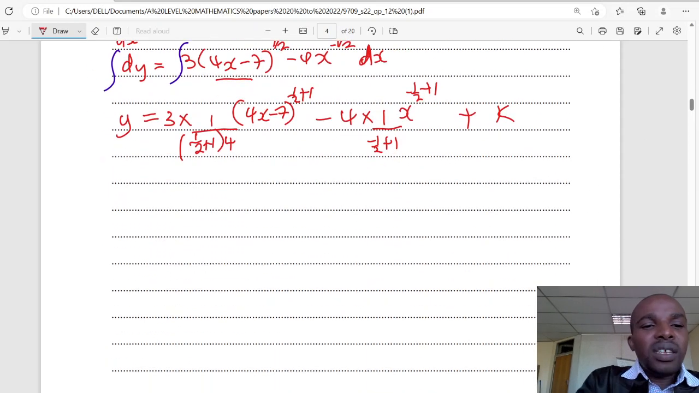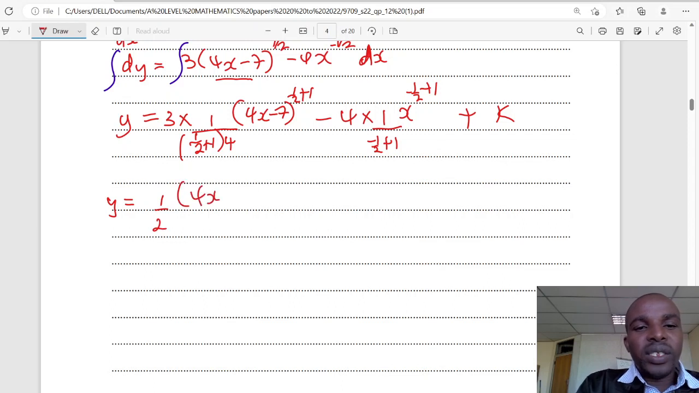Right? You simplify. You get y is equal to, then this part. Let's simplify this part. Half plus 1 is 3 over 2, that is 1 and a half. 3 over 2 times 4, what do you get? You get 6. So it will be 3 over 6, which is half.